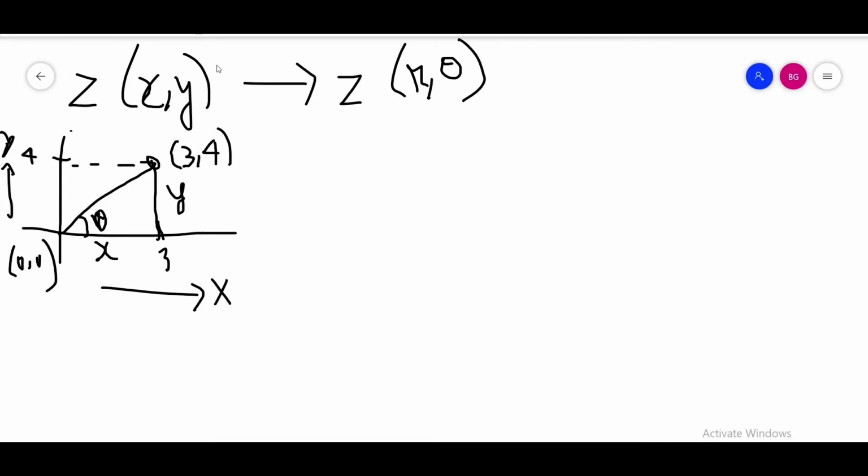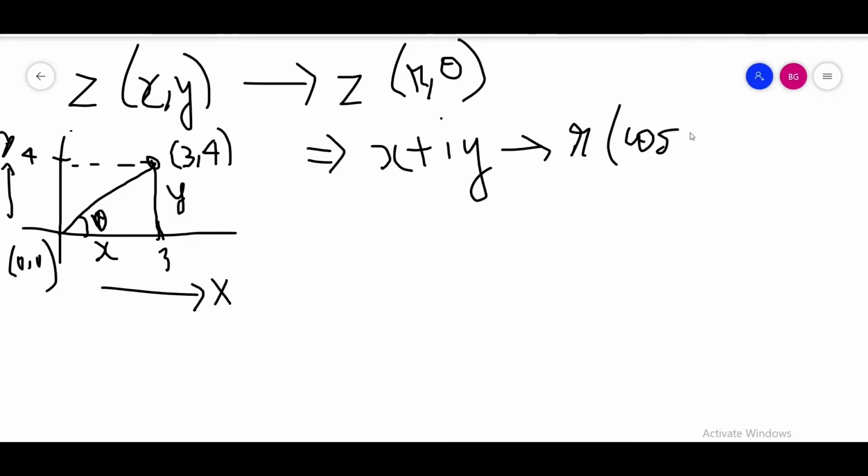Next, let's see how we convert this Cartesian form, which is in the form of x plus iy, into the polar form, which is in the form of r cos theta plus i sin theta.